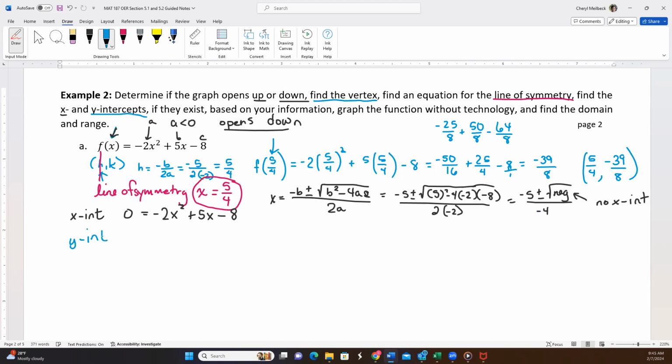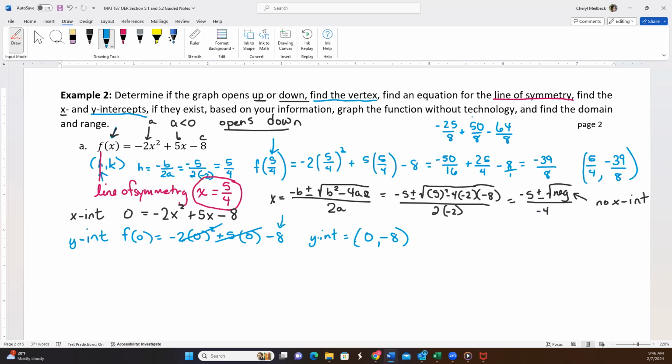To find the y-intercept, that's going to occur when x equals 0. So if you substitute 0 in for x, you'll have -2 times 0 squared plus 5 times 0 minus 8. Since these two terms become 0, our c value is always our y-intercept. So our y-intercept here is going to be (0, -8). All right, we're doing great now.